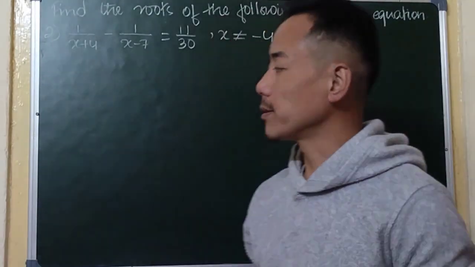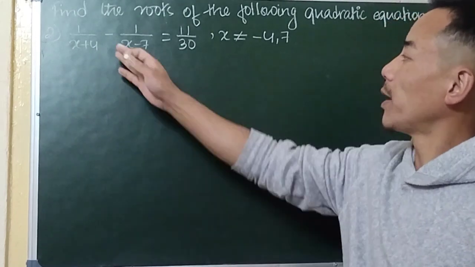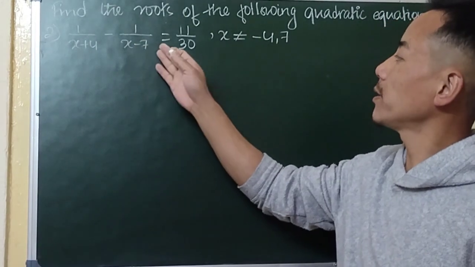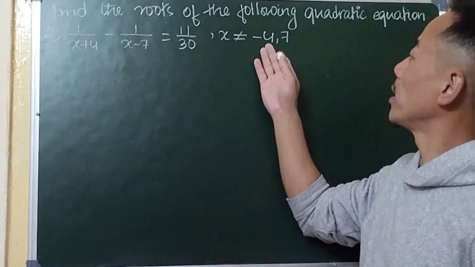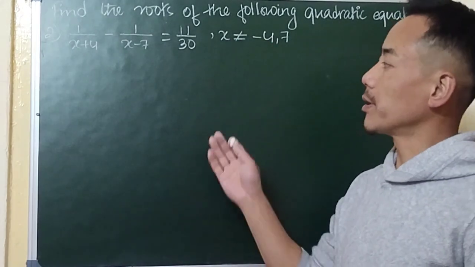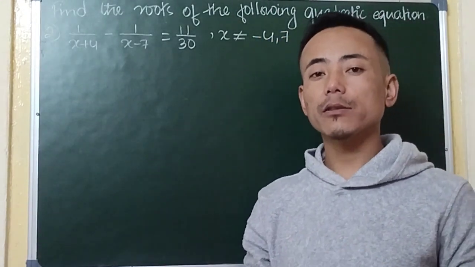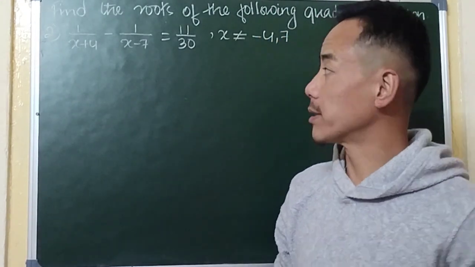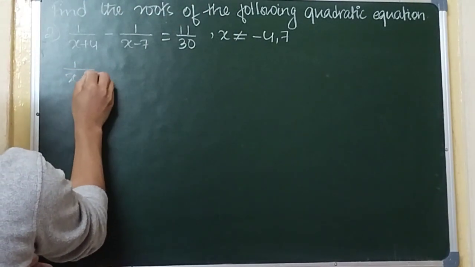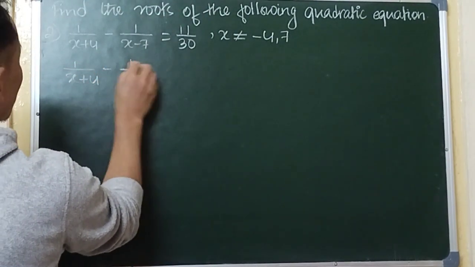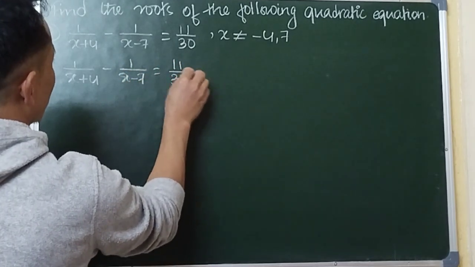Alright, so let's discuss the second question. The question here is 1 divided by x plus 4 minus 1 divided by x minus 7 equals 11 divided by 30, and x cannot be equal to minus 4 and 7. So again, we first have to convert this equation into the standard form, check the discriminant and find the roots. So let's begin. The given question is 1 divided by x plus 4 minus 1 divided by x minus 7 equals 11 divided by 30.